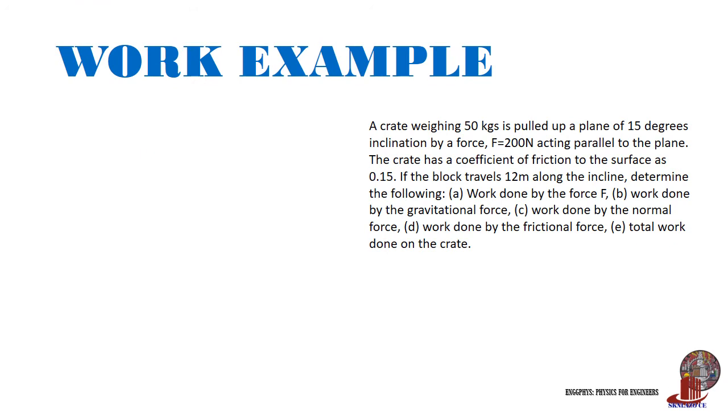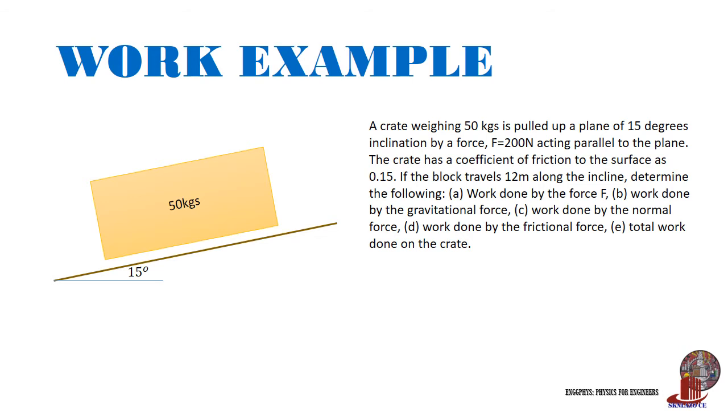Let's have an example for work. A crate weighing 50 kilograms is pulled up a plane of 15 degrees inclination by a force F, which is equal to 200 newtons acting parallel to the plane. The crate has a coefficient of friction to the surface of 0.15. If the block travels 12 meters along the incline, determine the following. A. Work done by the force F. B. Work done by the gravitational force. C. Work done by the normal force. D. Work done by the frictional force. And E. Total work done on the crate.